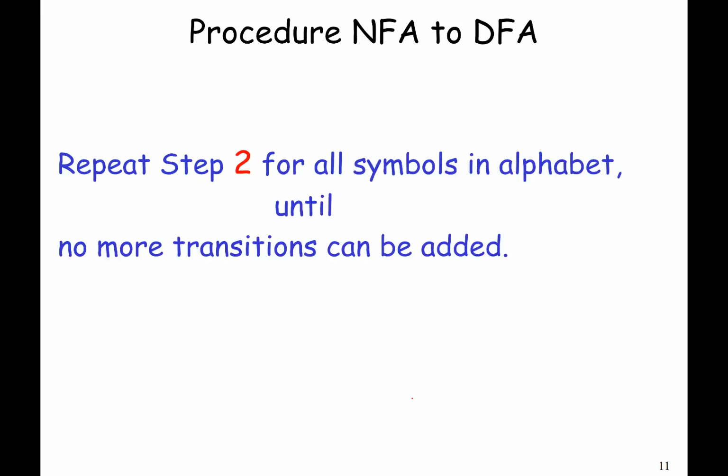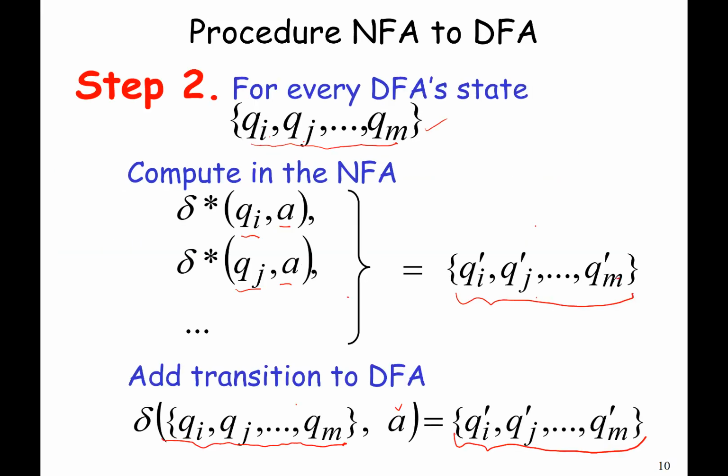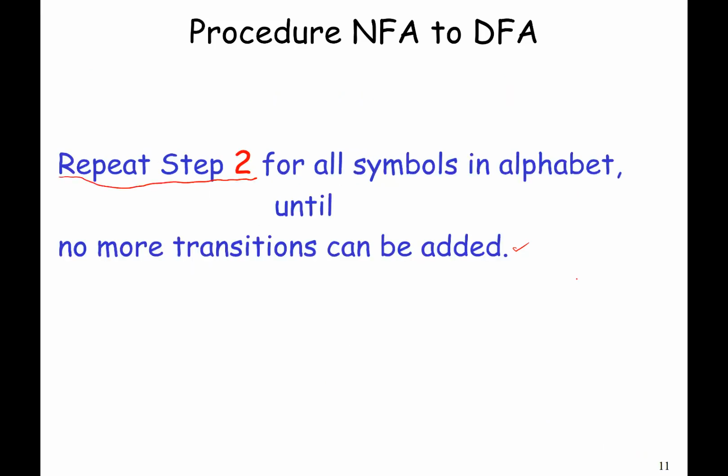So the next step is to repeat the process of step 2. That is, it is an iterative process. For all the symbols in the alphabet, keep repeating until no more transitions are added. That is, for every state, for every input symbol, create a new state, and repeat the same process for the new state created for every symbol, and keep repeating it iteratively until you form all the states and no more states or no more transitions are added.